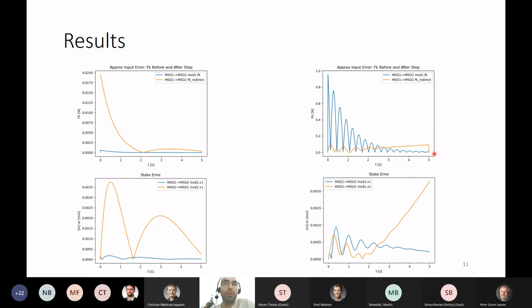Even though we assumed hypothesis 1, and this showed that hypothesis 1 was not entirely good, this approximation of the input error still shows good results for this nasty system configuration. You can see that usually the orange one is the best one at the beginning, and then it becomes worse.